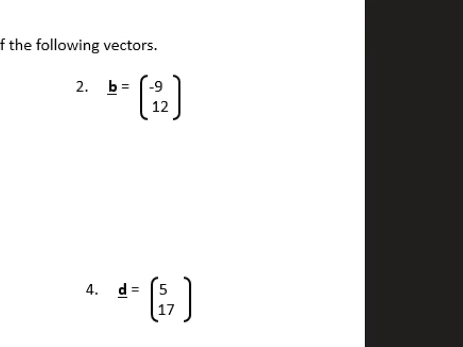Okay, number 2. So again, I'm going to start off with a quick sketch. So it starts here. I go 9 to the left. It's negative, so it goes backwards, and 12 up. So there's my displacement.